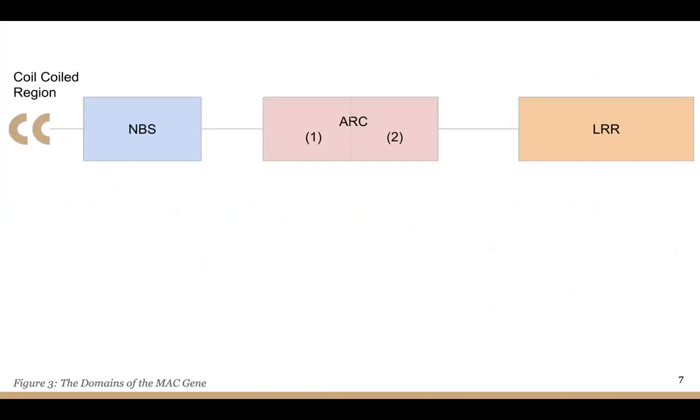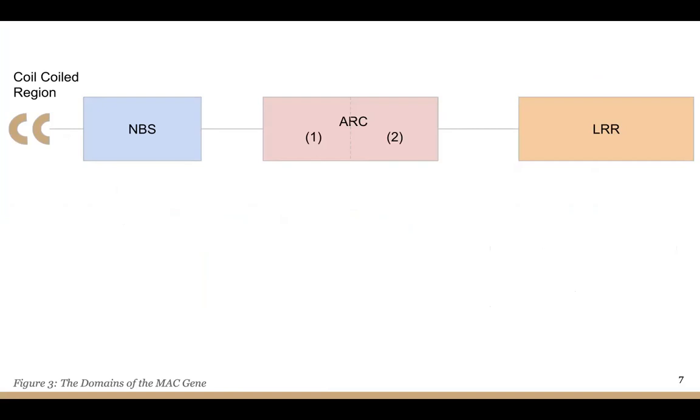From NCBI blasts and research, we were able to develop the gene structure model at the top of the slide. This model shows each of the domains that were found within the MAC gene: CC, NBS, ARC, LRR. Research shows that the CC domain is linked to the activation of cell death. The NBS domain is responsible for nucleotide binding, and the LRR domain functions to recognize effector molecules.